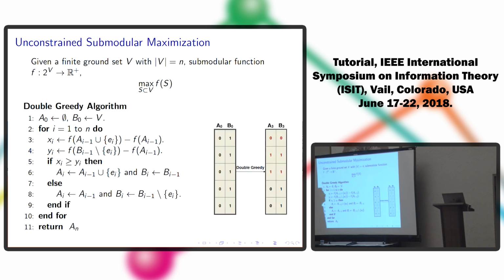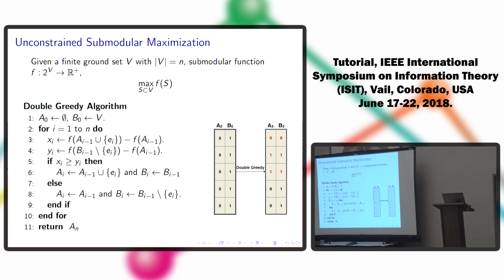So this is an example. Again, A0, we can represent it by the all 0 vector. B0, we can represent it by the all 1 vector. And then at each iteration, we are trying to match. Either we remove elements or we add elements, right? So after the ith iteration, the first i coordinates are going to be equal when we do this. So after n iterations, A_n and B_n are going to be exactly the same sets.